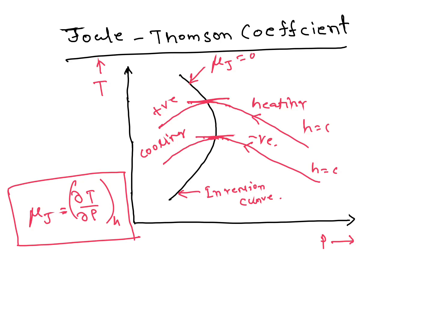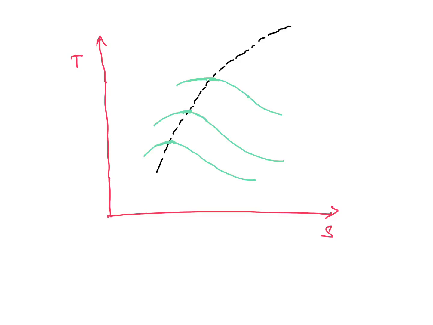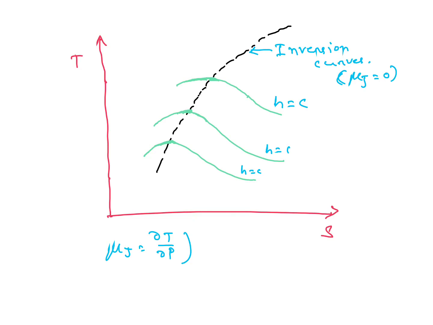This is the TP diagram. The TS diagram is also important for Joule Thomson coefficient. Here I will draw the TS diagram. Temperature versus entropy. In the TS plot, these are constant enthalpy curves. This is the inversion curve, the black dotted line. Here mu j is 0. Mu j equals dT by dP at constant enthalpy. So both are important: temperature versus pressure curve and temperature versus entropy curve.